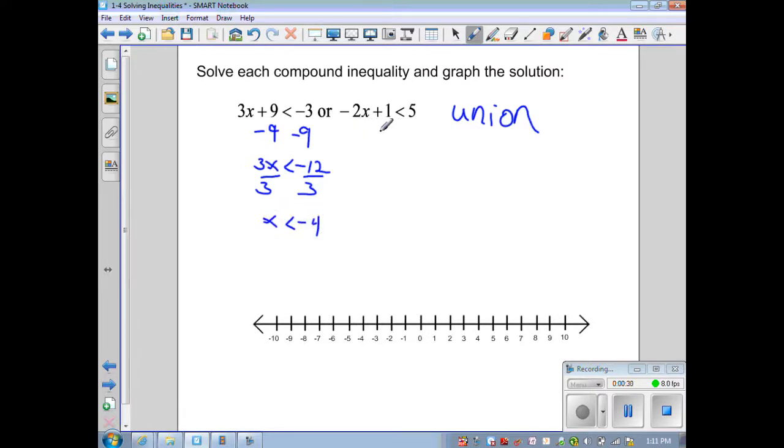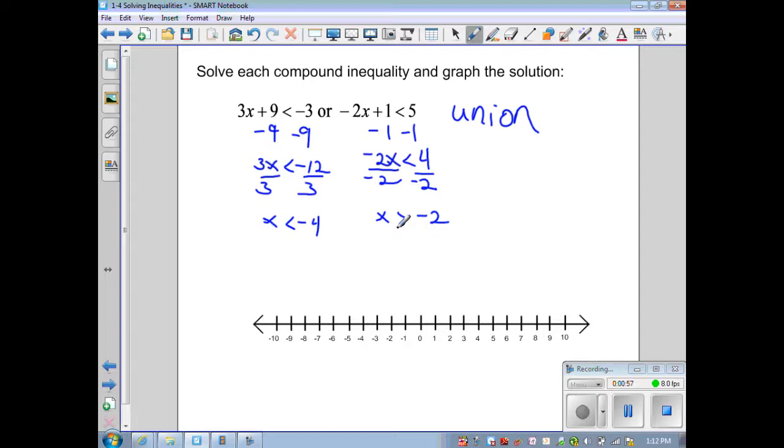Or subtract 1 on both sides. Gives me -2x is less than 4. Divide by -2. That gives me a +1 coefficient for x. And here, I'm going to get -2. But recall from the properties of inequalities, when I divide or multiply by a negative value, my inequality has to flip. So x is going to be greater than -2.